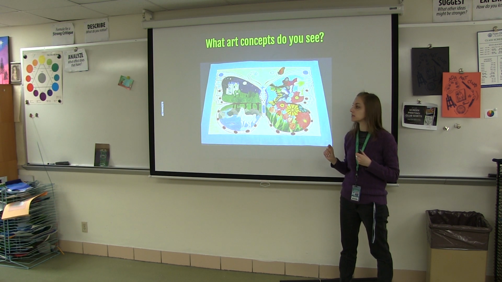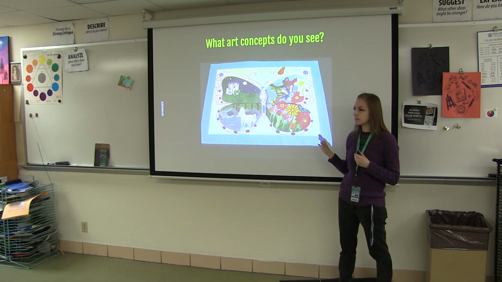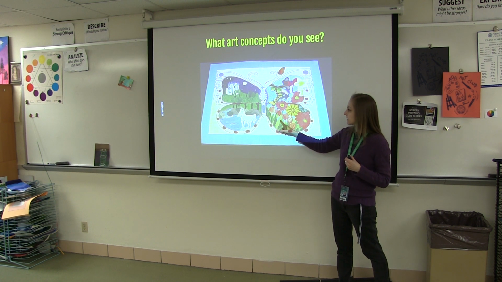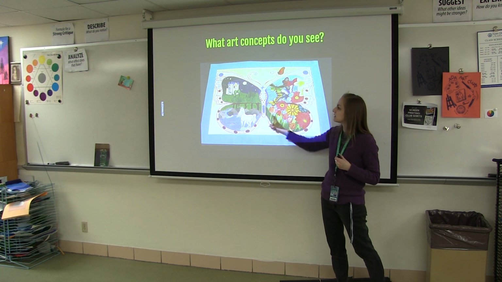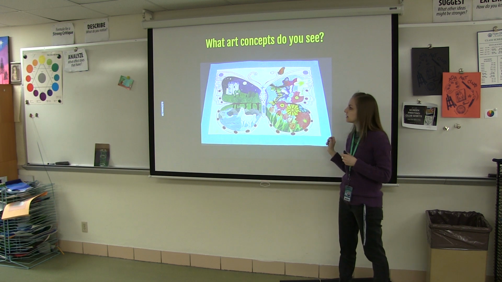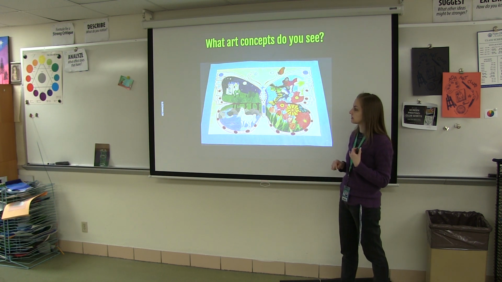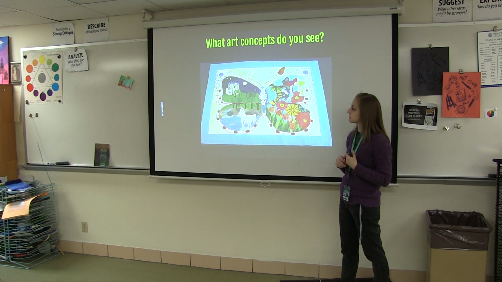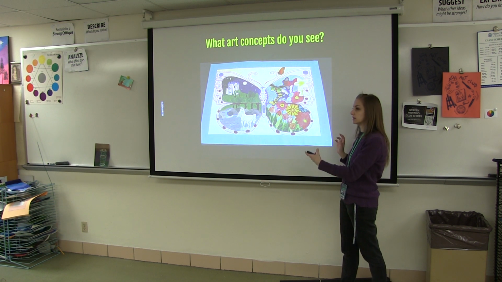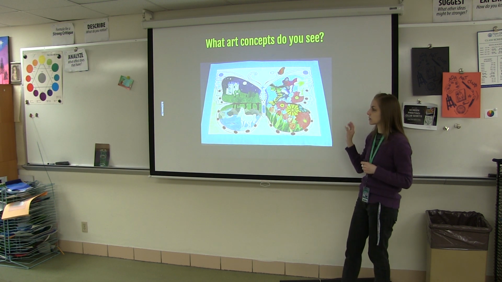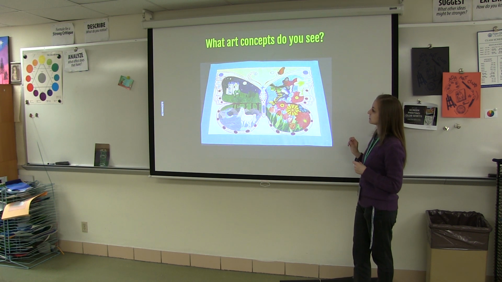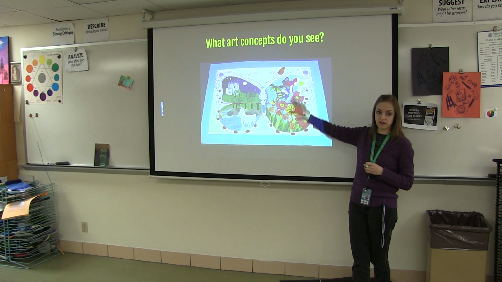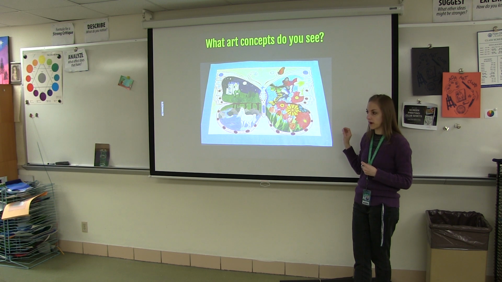Other things that you notice? Some sense of highlight and shadow in here, more on this side than in this side. We had depth, right? So creating that illusion of near and far within the space. We talked about balance, both symmetrical and asymmetrical. We talked about warm colors, cool colors. Okay, so there's a ton of different things within here, right?